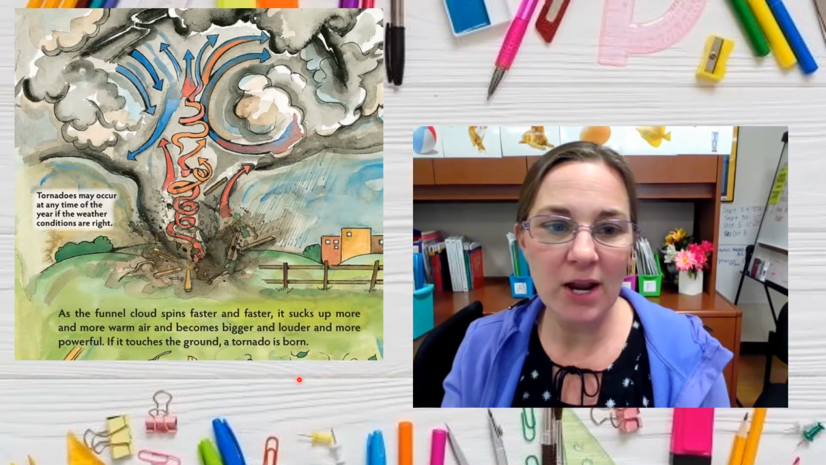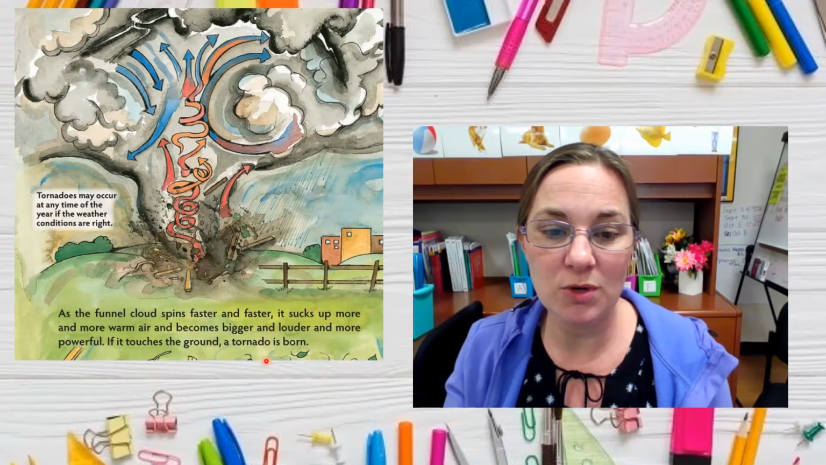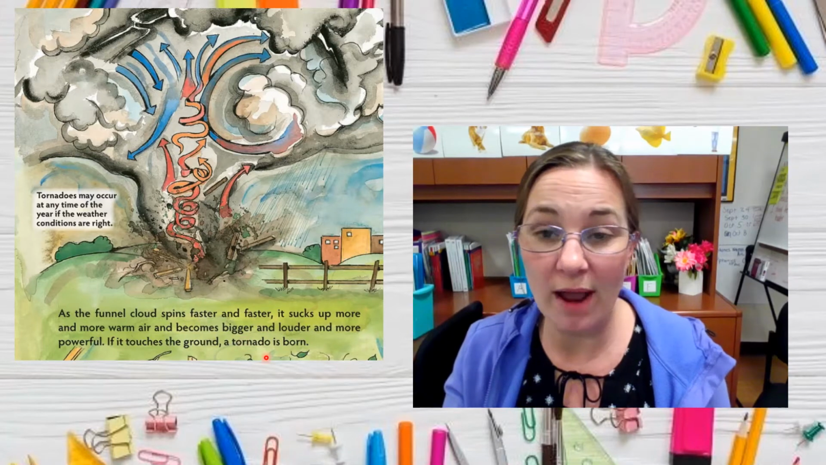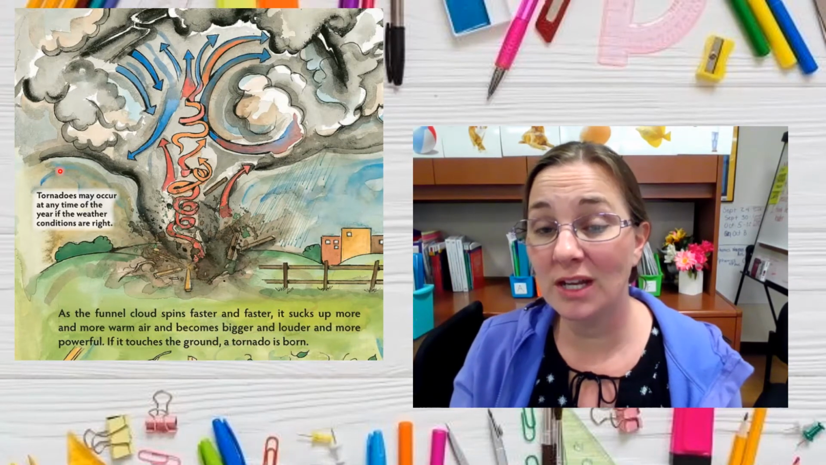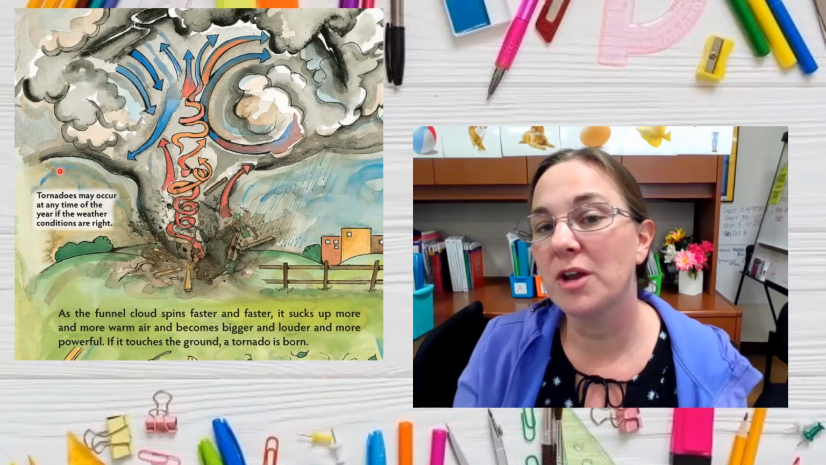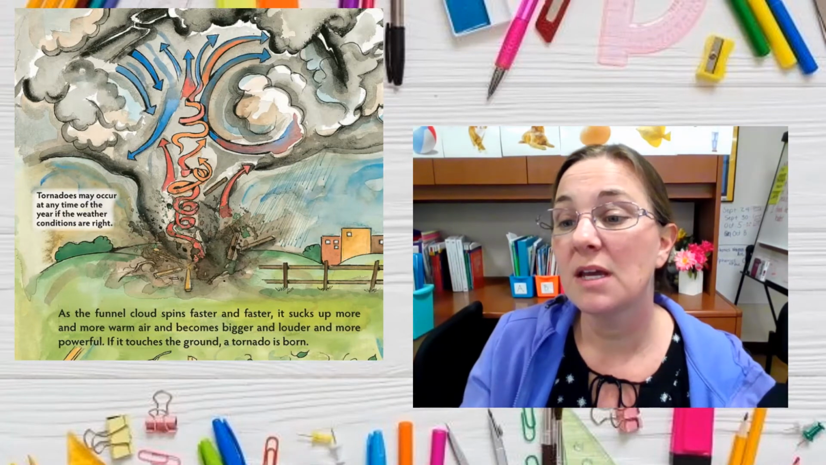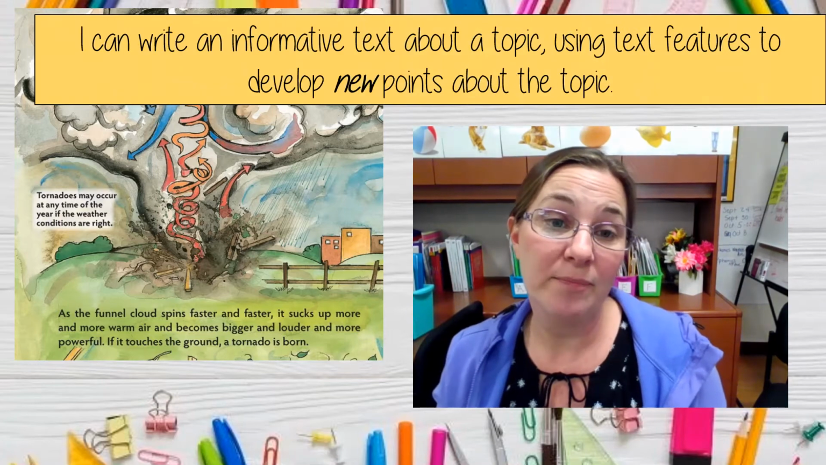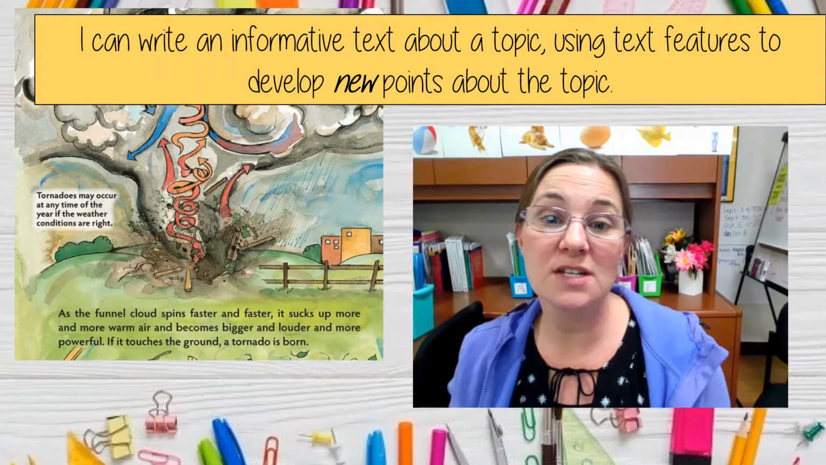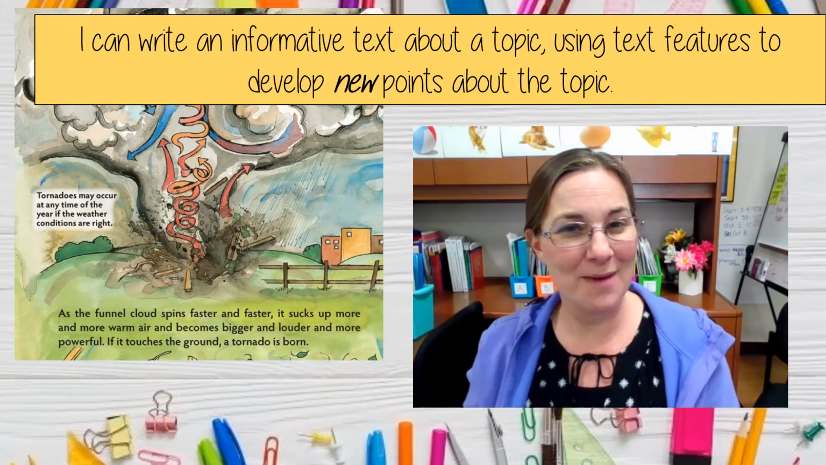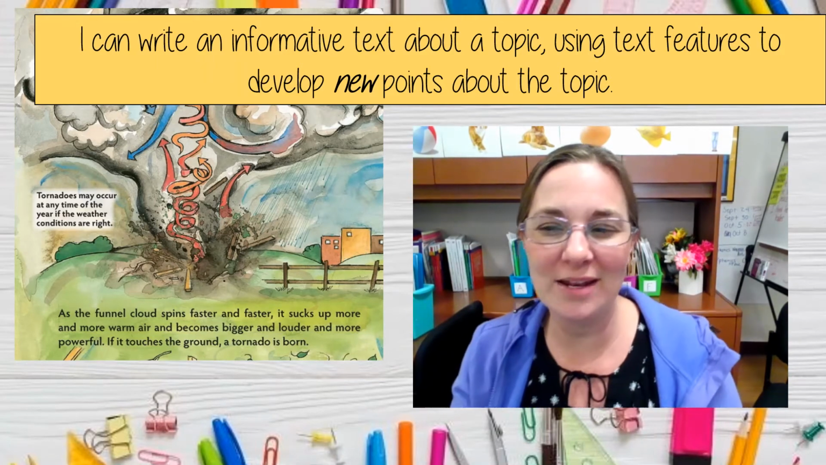She didn't tell us anything about when the tornado happens down here. It was just describing the tornado. Gail Gibbons used the caption to give us some new information, and writers do that sometimes. That's going to be our goal for today. I can write an informative text about a topic using text features to develop new points about a topic. Let me show you how to do this.